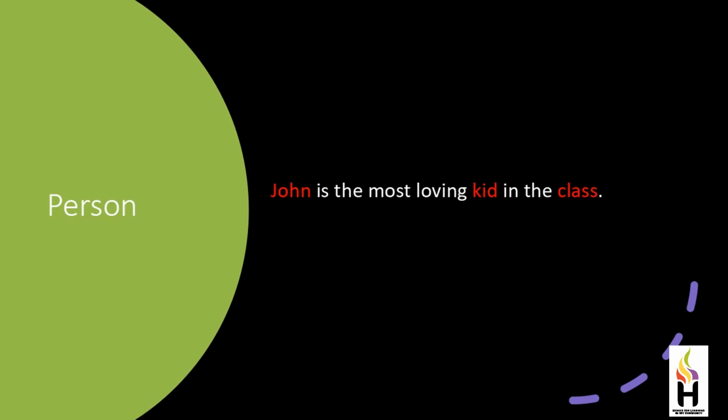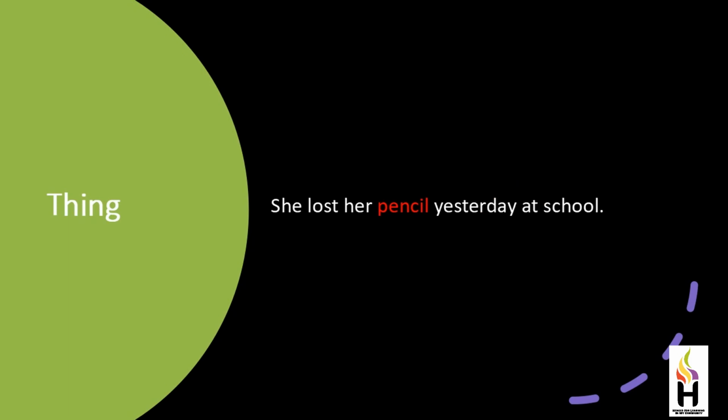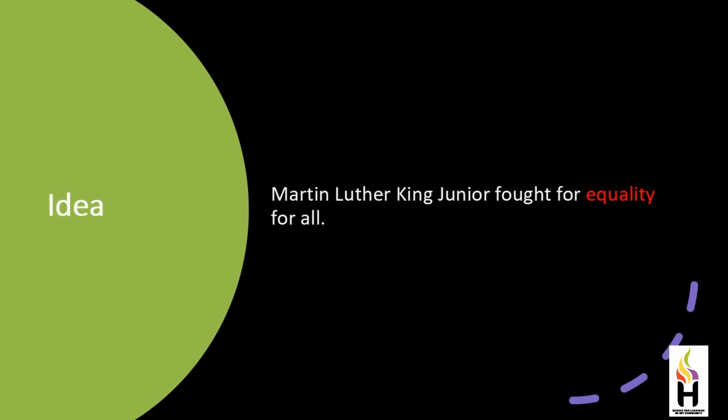Naming a person. John is the most loving kid in the class. Naming a place. They are traveling to United States for their summer vacation. Naming a thing. She lost her pencil yesterday at school. Naming an idea. Martin Luther King Jr. fought for equality for all.